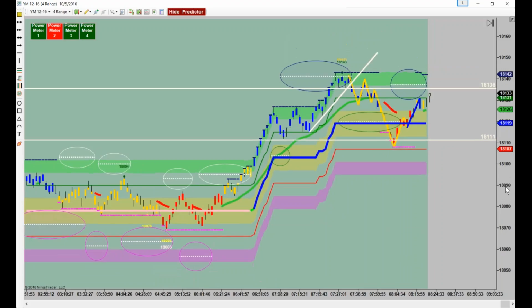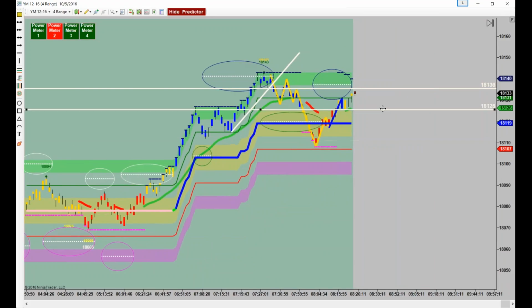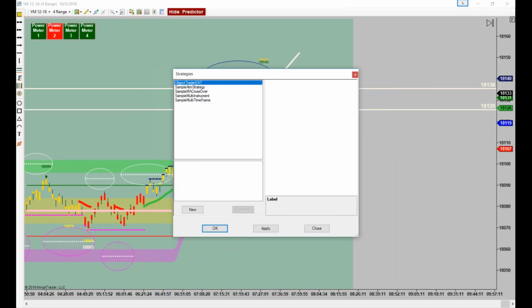Now, what if this was doing exactly what this is doing right now? Would you be willing to take this trade? For instance, if you took this trade right now, I'm going to slow this down for a second because we're going to take it. Okay.